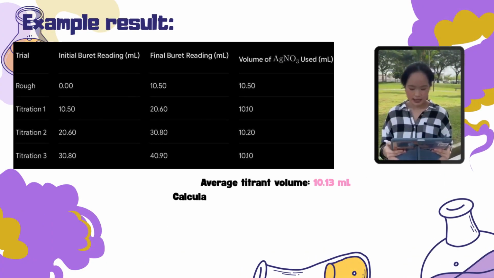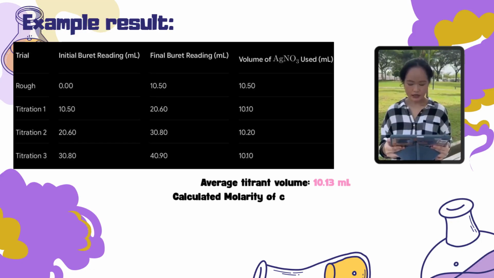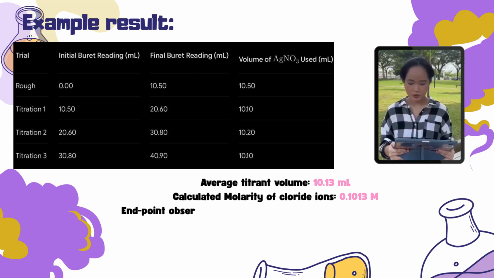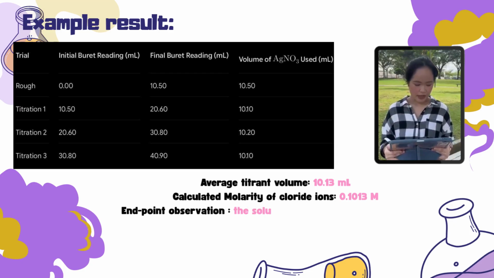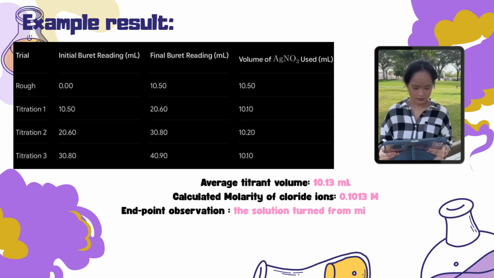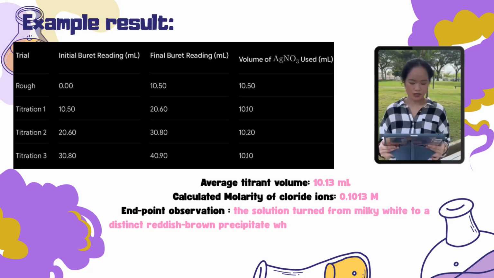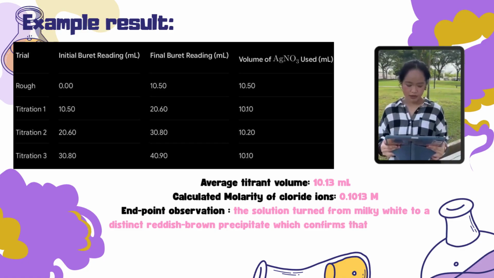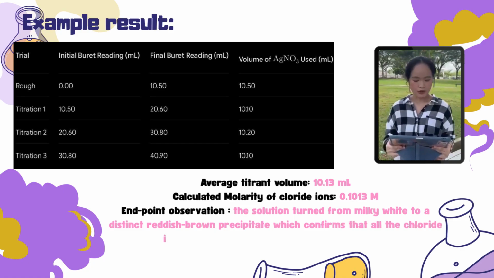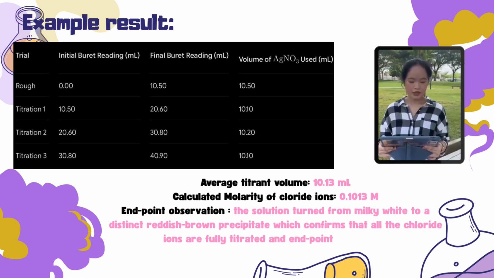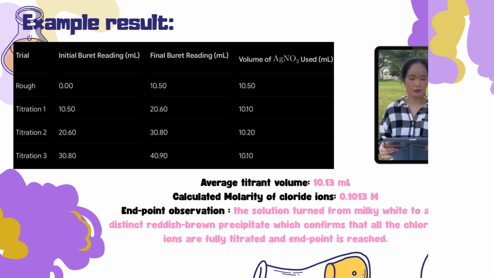Here is an example of the actual data for the experiment. Based on this slide, we can see that we already calculated the average titrant volume, which is 10.13 ml. We also calculated the molarity of chloride ion in the food sample, which is 0.1013 mol. The endpoint was visibly confirmed when the mixture transitioned from cloudy white to a reddish-brown precipitate.